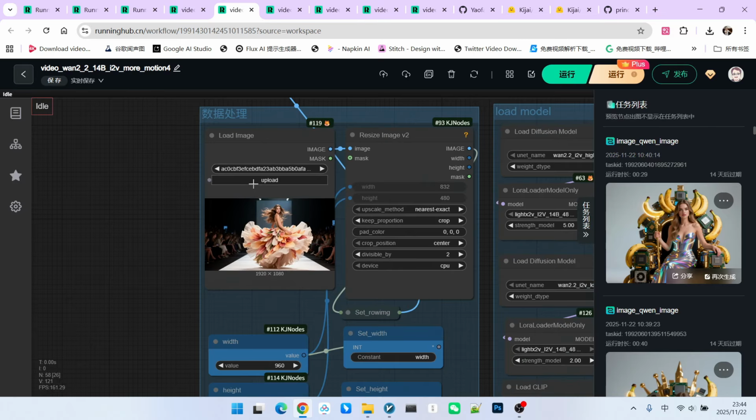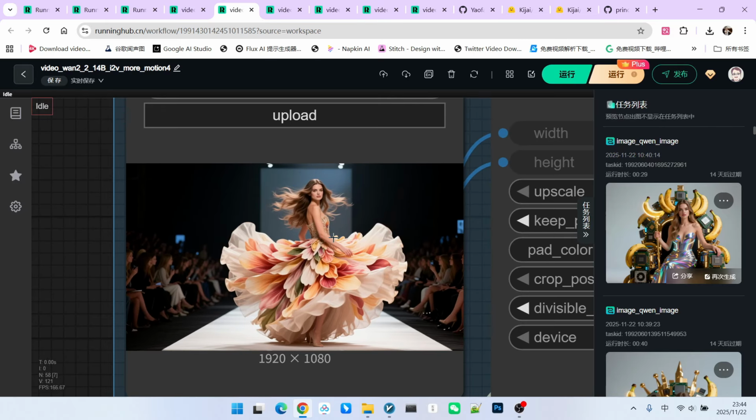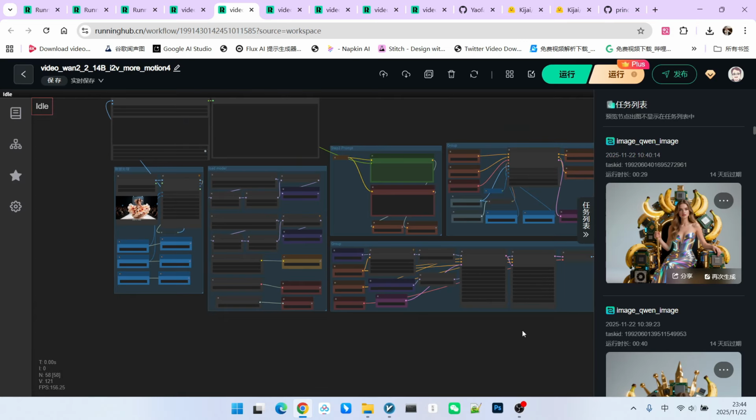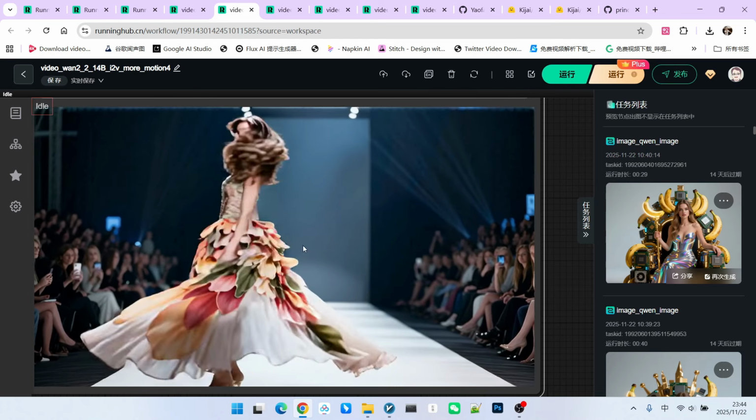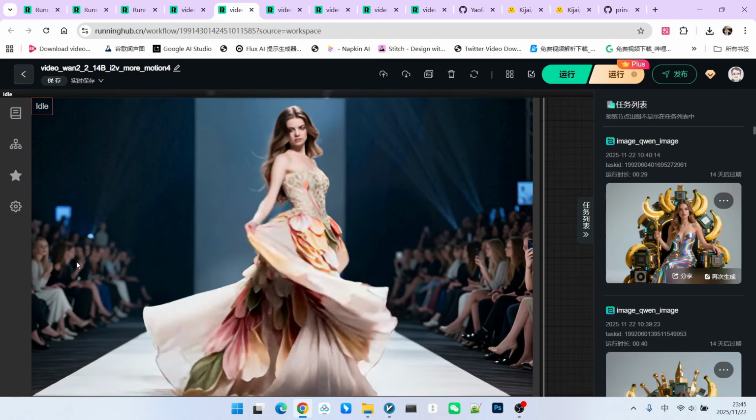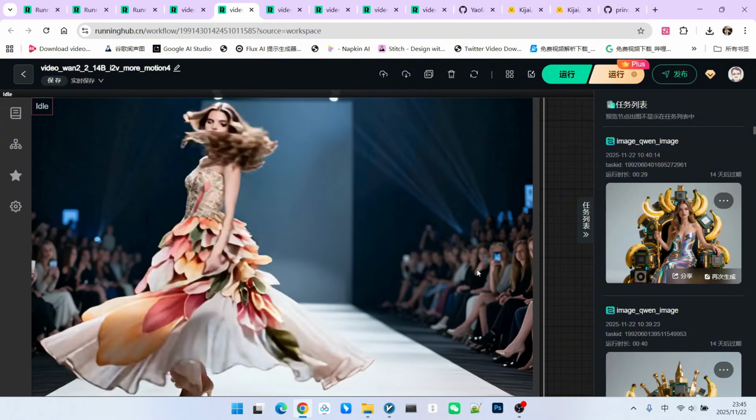Now look at this one. This is a runway model. She is standing on the catwalk and performing a turning motion, causing her skirt to flare up. Let's look at the generated effect. The character has richer motion effects, and the audience members next to her also show fantastic movement. This perspective is quite classic.